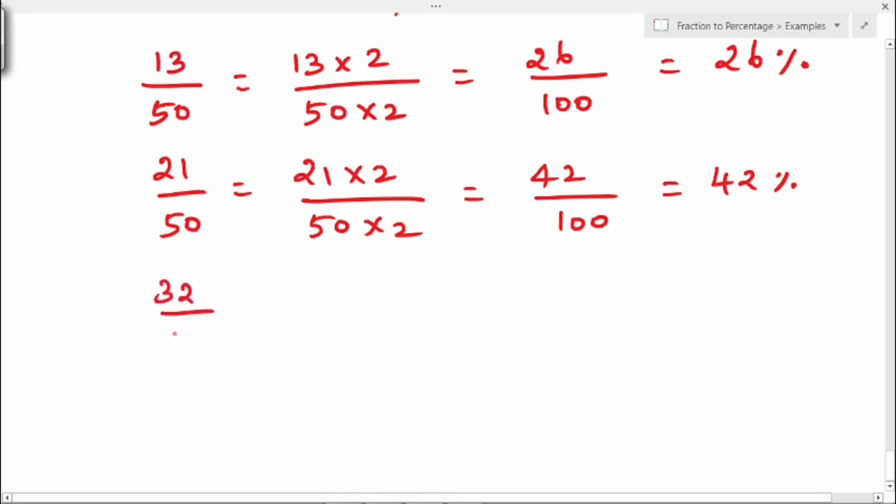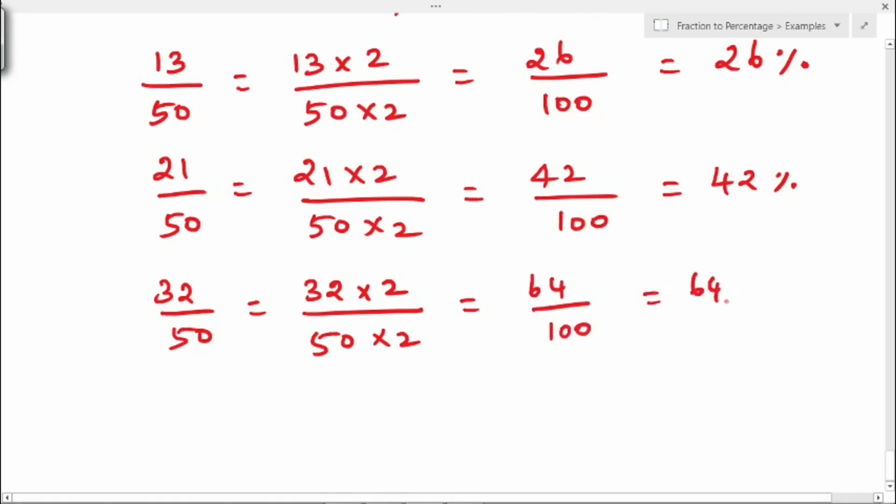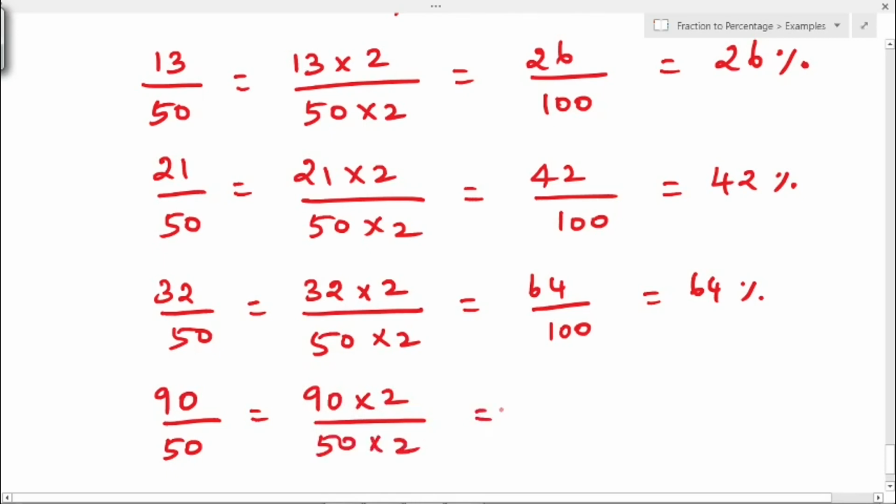Next we have 32 divided by 50. Again we have to multiply with 2. 32 into 2 divided by 50 into 2. So 32 into 2 is 64 divided by 100. So the answer is 64%. Next we have 90 divided by 50. Again we have to multiply with 2. So 90 into 2 divided by 50 into 2. So 90 into 2 is 180 divided by 100. So the answer is 180%. So this is how we convert a fraction value into a percentage value.